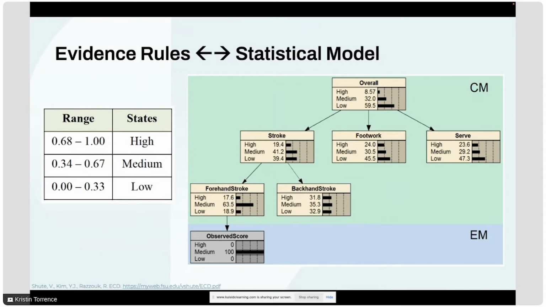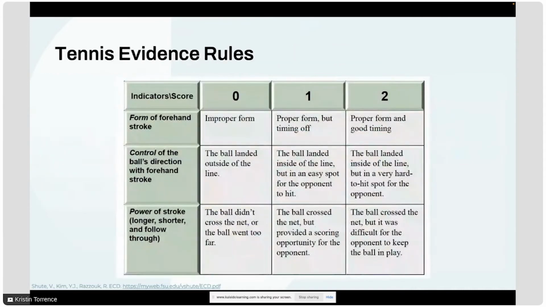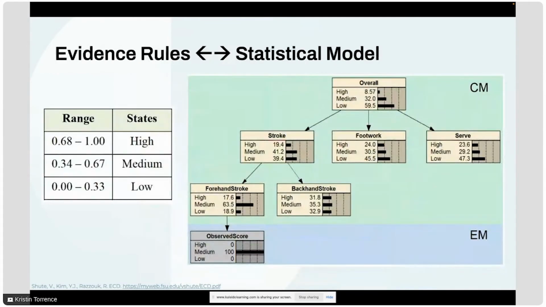So we can see here, for example, let's say that a player scored a 1 on each of the rubric criteria. So they earned 3 points in total. See, 1, 2, 3. We would say that they received a score of 0.5, which is 3 divided by 6. And that would technically fall in the medium range. And you can see here in the evidence model, observed score classified as medium, and then how that influenced the posterior probabilities that are now in the competency model.